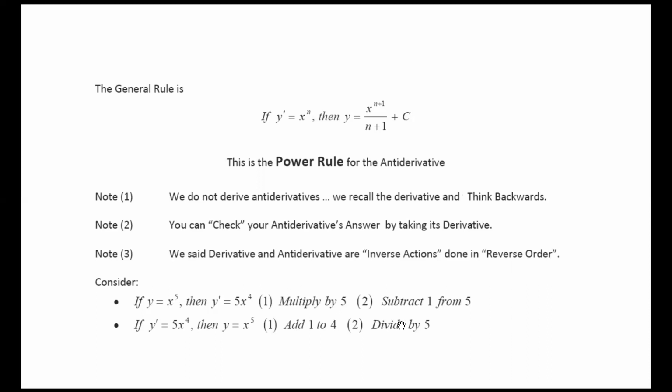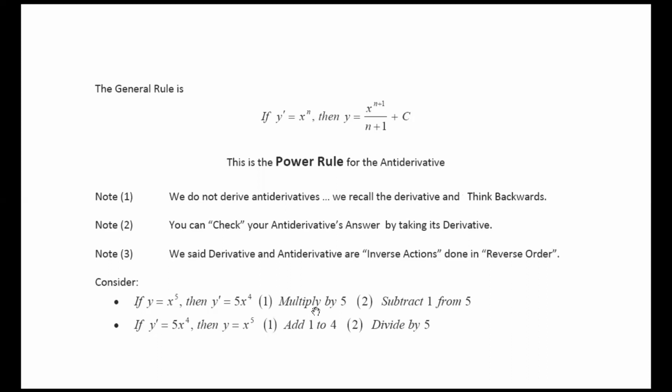For the antiderivative, we divide second. For the derivative, we subtract second. And for the antiderivative, we add first. And that's what we mean by saying we do the inverse action in reverse order. Okay, so you've got to do some thinking backwards when you're working this.